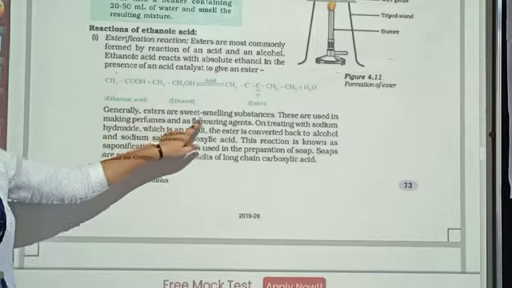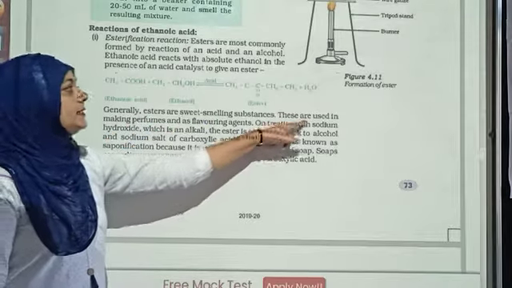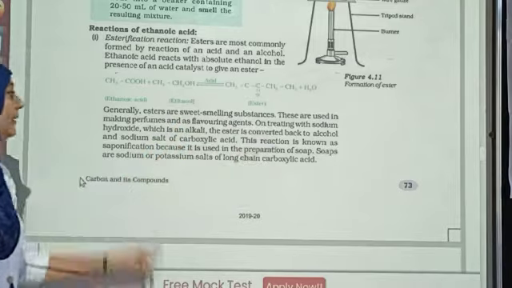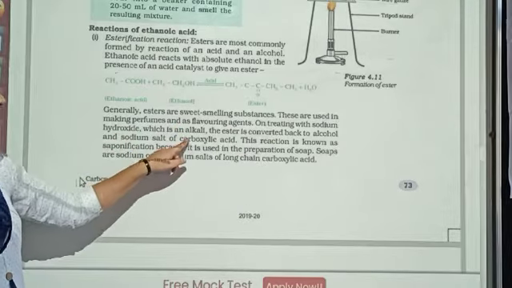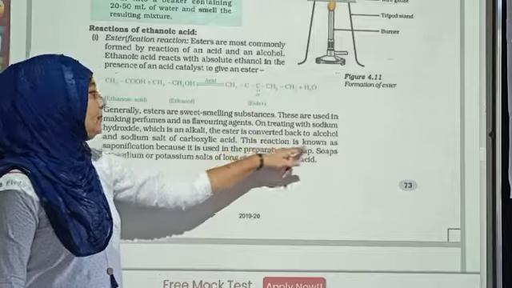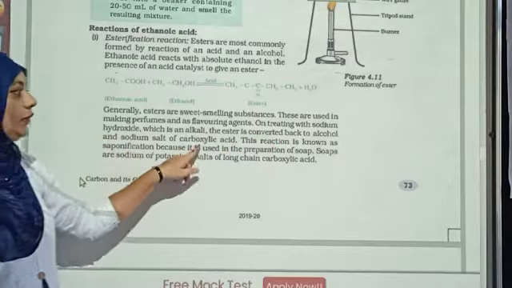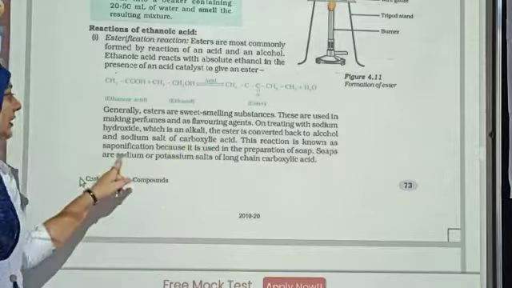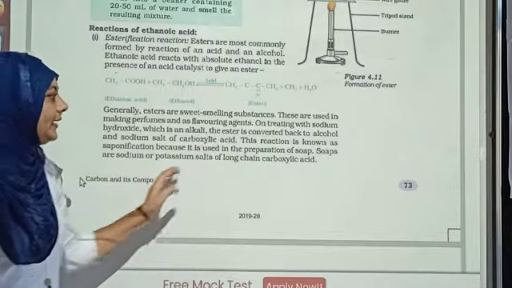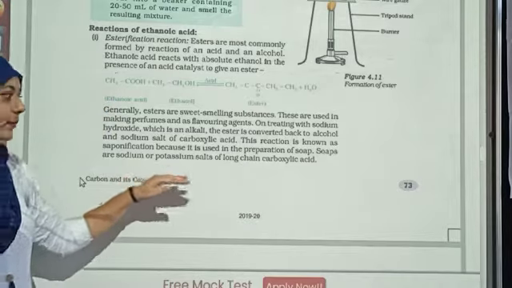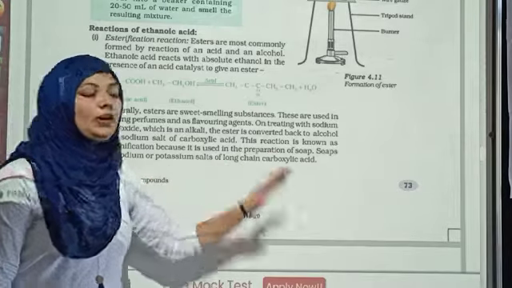Generally, esters are sweet smelling substances. These are used as perfumes or flavoring agents. On treatment with sodium hydroxide, which is an alkali, ester is converted back to the alcohol and the sodium salt of carboxylic acid. This reaction is known as saponification, and it is used for the preparation of soaps and detergents. Soaps are sodium or potassium salts of long-chain carboxylic acids.